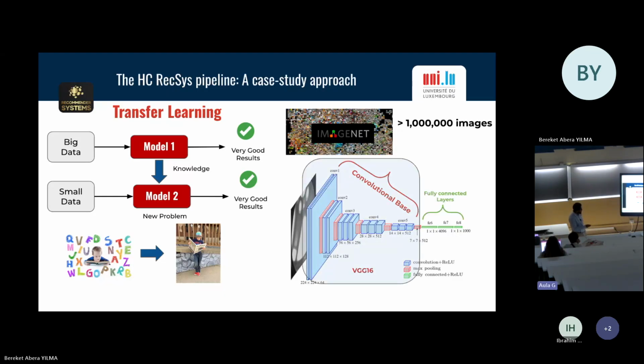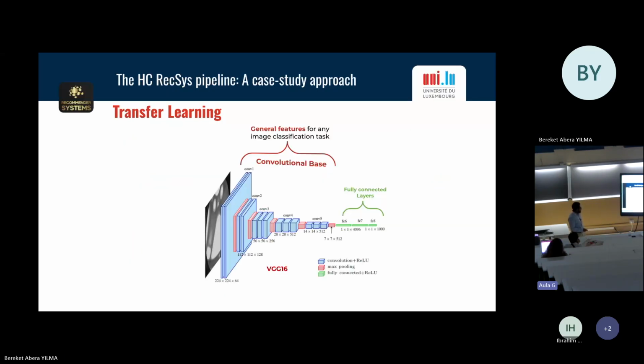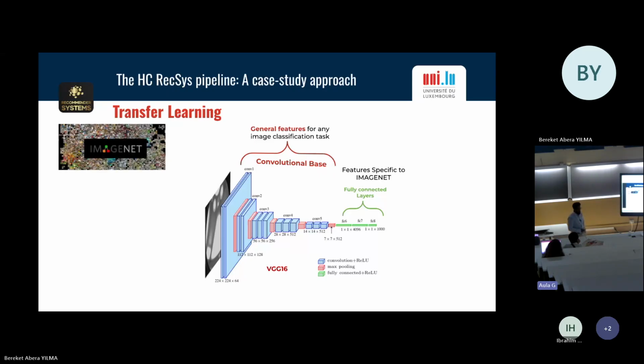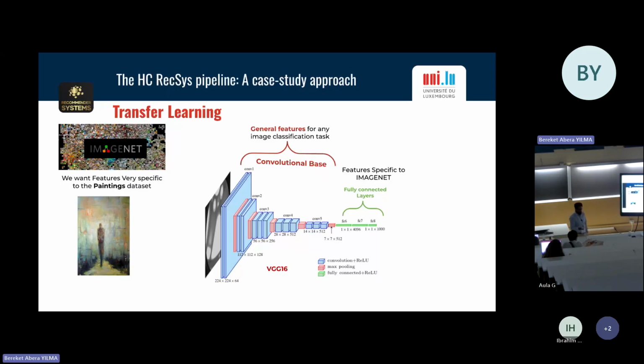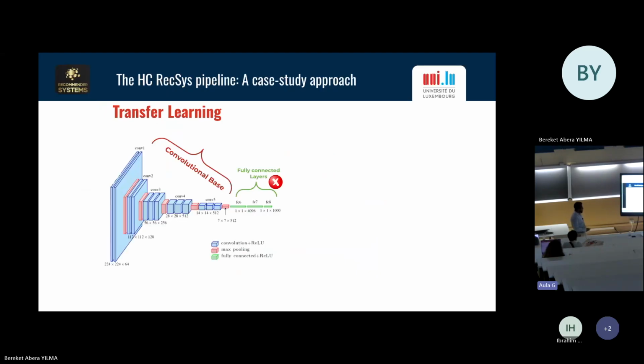So what we do is essentially we keep this and then we reject the fully connected part. Why? In this case, for example, the general feature learning happens in the convolutional base. So that's what we want to capture. We want to retain or transfer this general knowledge about images. But then we don't want ImageNet features at the end. What we want is features that are very specific to the visual art. So we replace the fully connected part with our own layers. That's pretty much what you do when you use transfer learning.